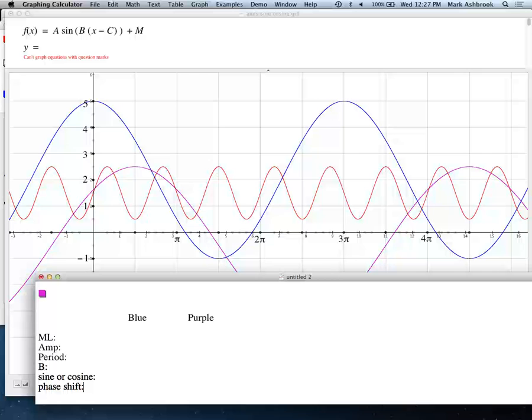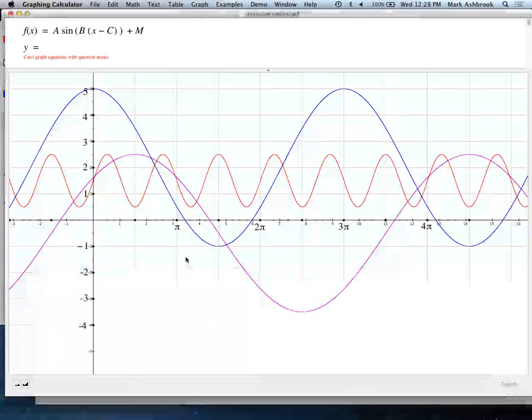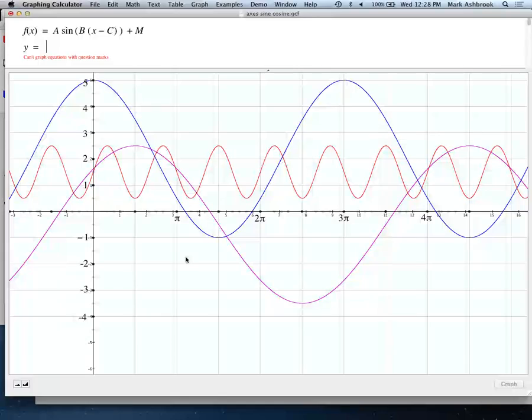All right, the phase shift is this adding or subtracting to the input angle to shift it either left or right, okay? So do the blue first. Set this up as much as I can. And then do the purple.